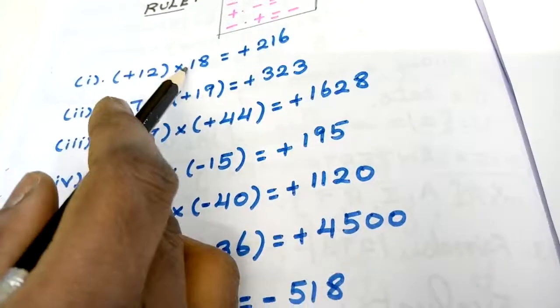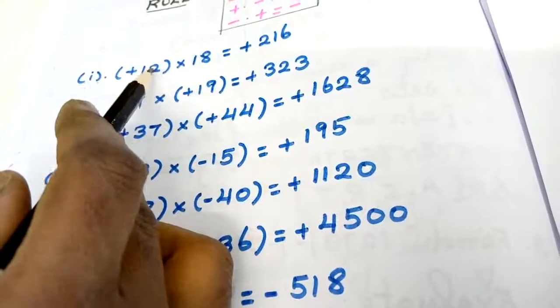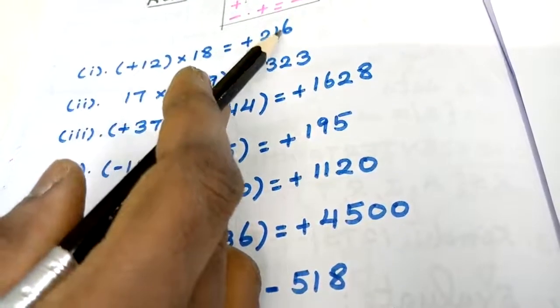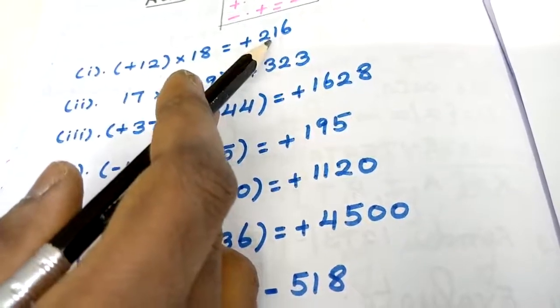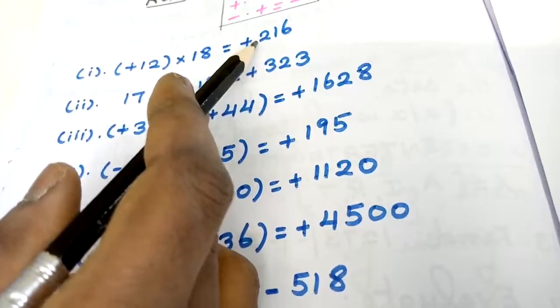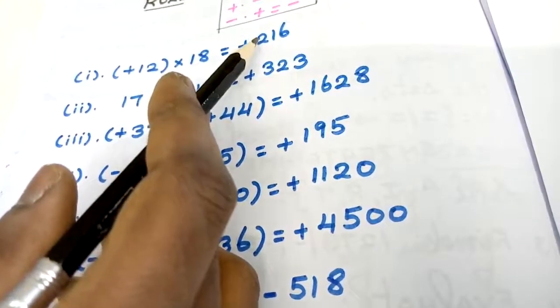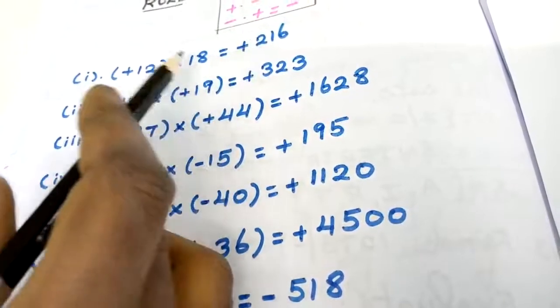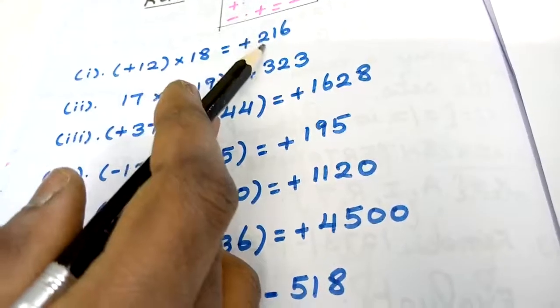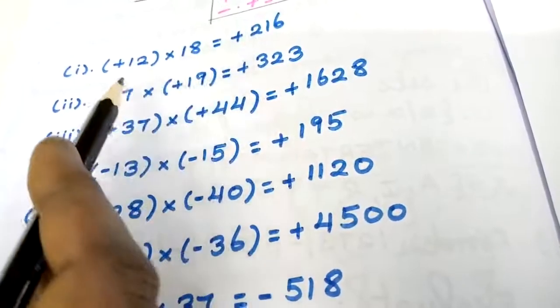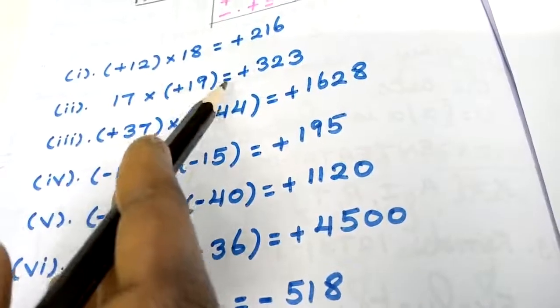After multiplying the sign, you are going to multiply the number. 12 into 18 you will get as 216, students. You are going to try this multiplication calculation in your rough work. All these things are the basic ideas of maths. You try the multiplication and you will get this answer. Similarly, in all these cases we are going to multiply.